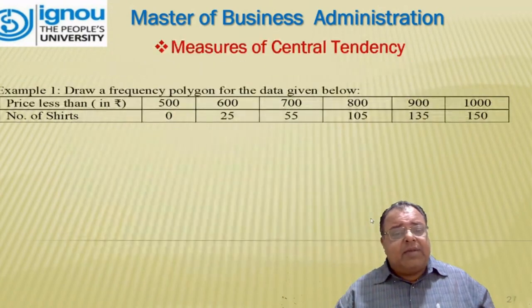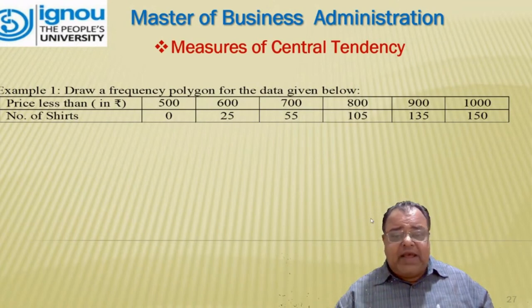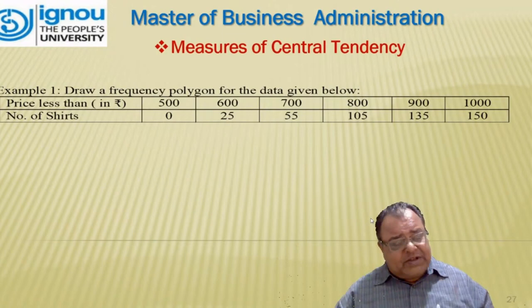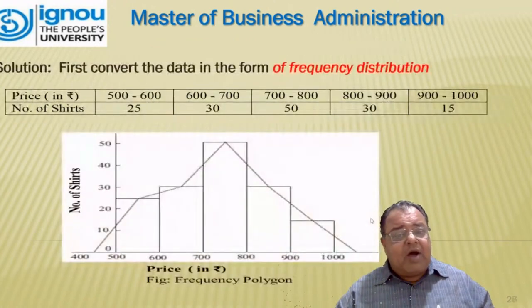Going back to the problem, you can see that the series starts from 500, 600, 700, 800, 900, and 1000. That means we have a difference of 100 rupees. So first, we will start with 500 to 600, 600 to 700, 700 to 800, 800 to 900, and 900 to 1000. Now, how do we convert that into number of shares?